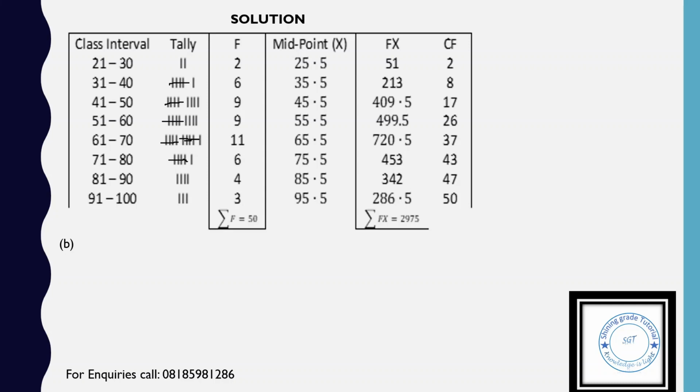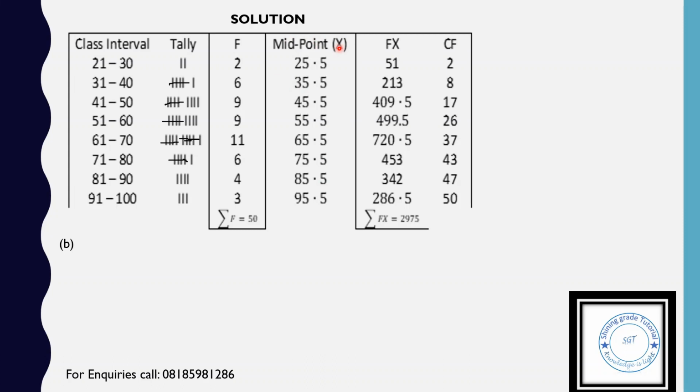Very good. So we have that now, so we have the frequency. This is 2, this is 6, 9. I think you can do that, that has been explained before. Like we have 9, we have 11 here, we have 6, 4, and 3. So the summation is 50 observations.